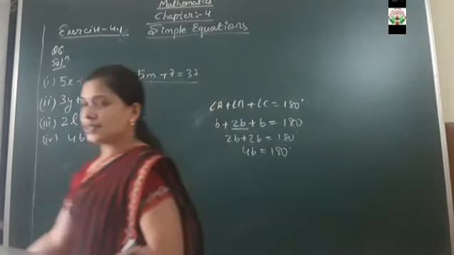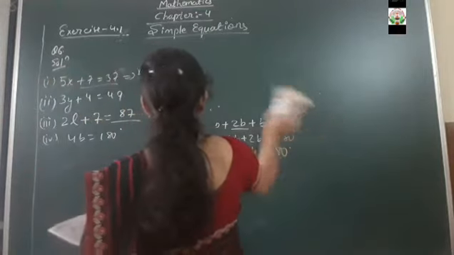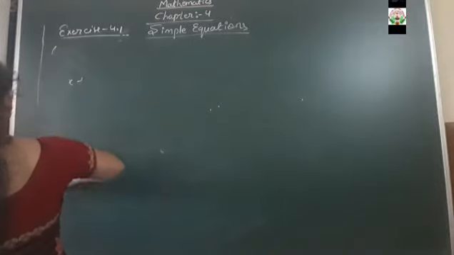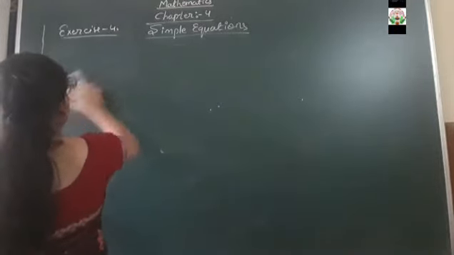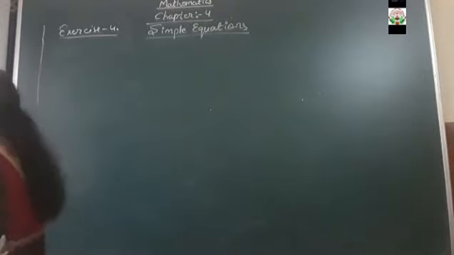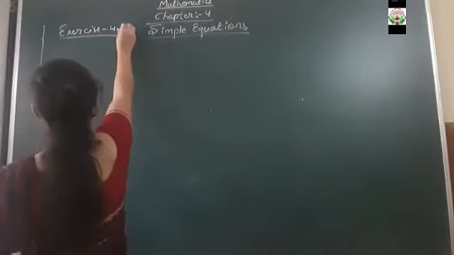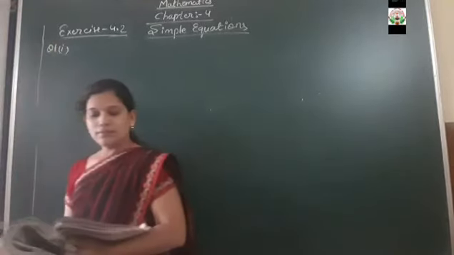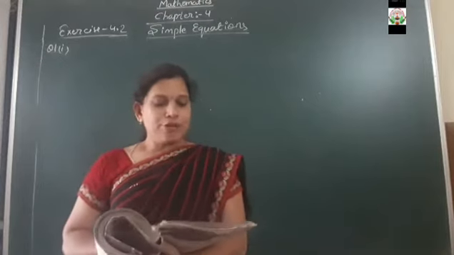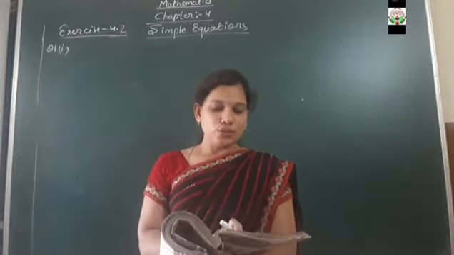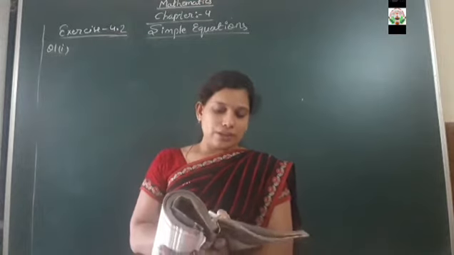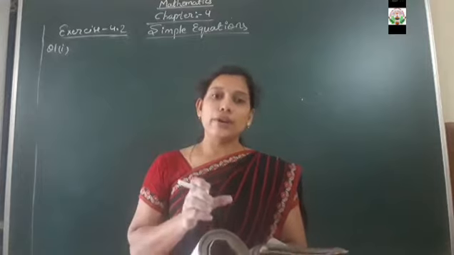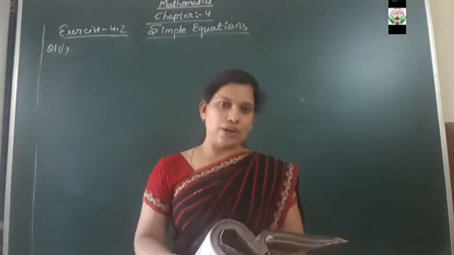We had completed exercise 4.1. Now here we have the next exercise 4.2, question number 1, first part. What is said here? Give first the step you will use to separate the variables and then solve the equation. So in a statement form you have to write the step and then you have to solve.